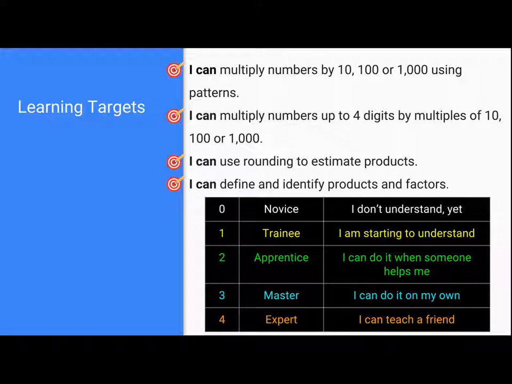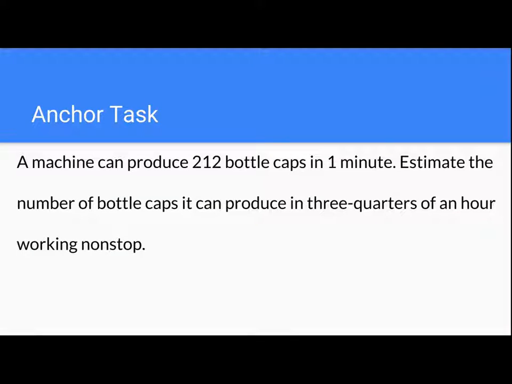So in your head right now, give yourself a fist of 4. Where are you on each of these skills? So first, we are going to look at this anchor task to get our brains warmed up. A machine can produce 212 bottle caps in 1 minute. Estimate the number of bottle caps it can produce in 3/4 of an hour working nonstop.